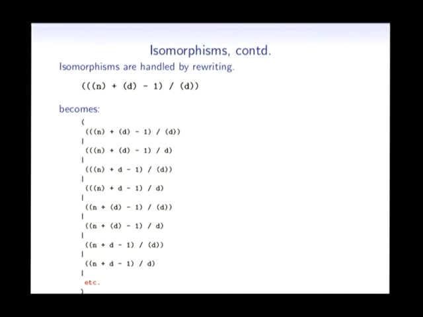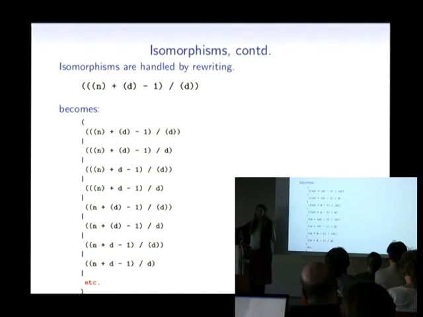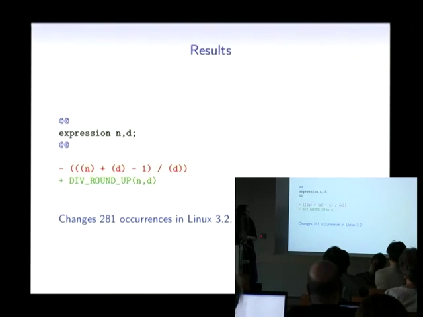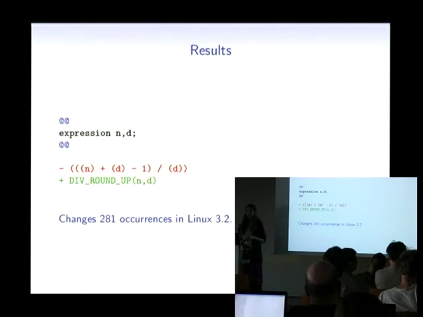Basically, we're going to write just this in our semantic patch, and then Coccinelle will take care of all the other permutations. Internally, your semantic patch can be absolutely enormous. There are a few times I have run into the case where the semantic patch got so big that just parsing it was the bottleneck and not actually running it on the code. But in general, it works out okay. So now this specification will change 281 occurrences in Linux 3.2.